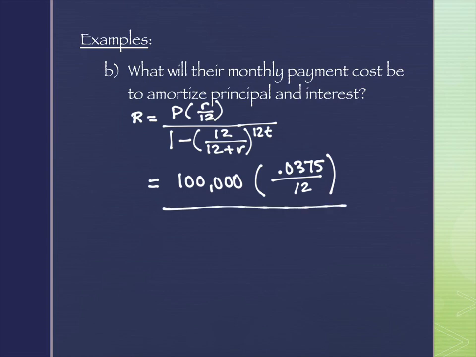And then all of this is over 1 minus, I have 12 on top, and then I need to add the 12 and the 0.0375 for the bottom. So I'm just going to write that down as 12.0375. I have 12 here, and what's T? 20. It's the years of our loan.